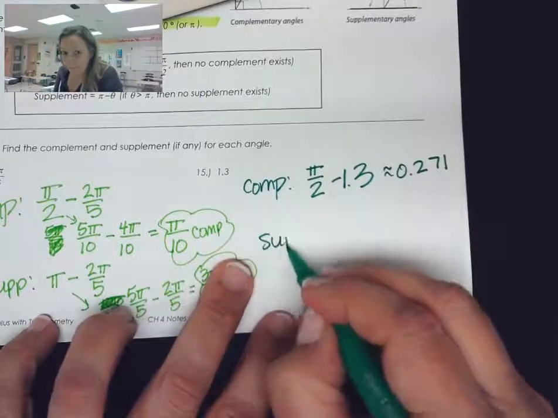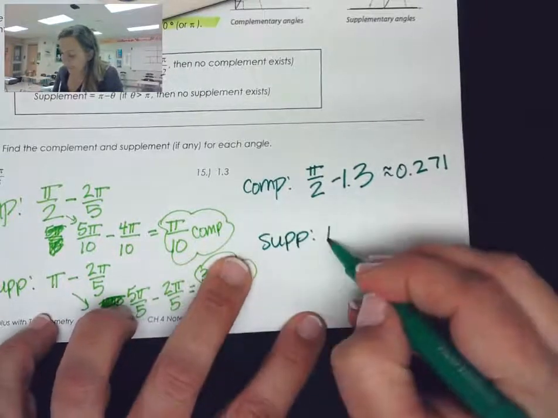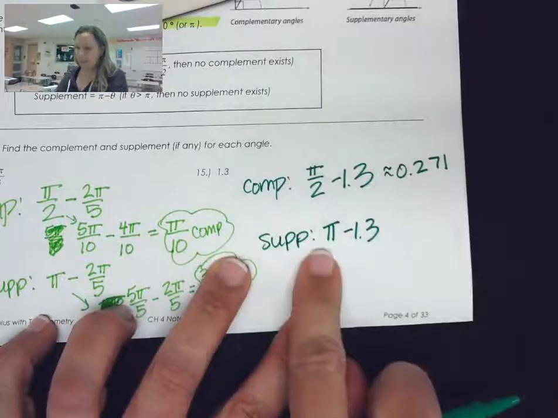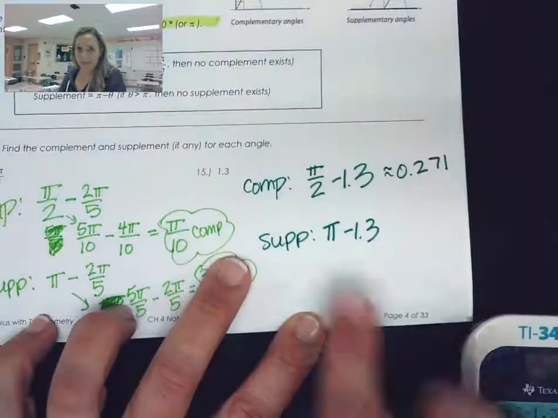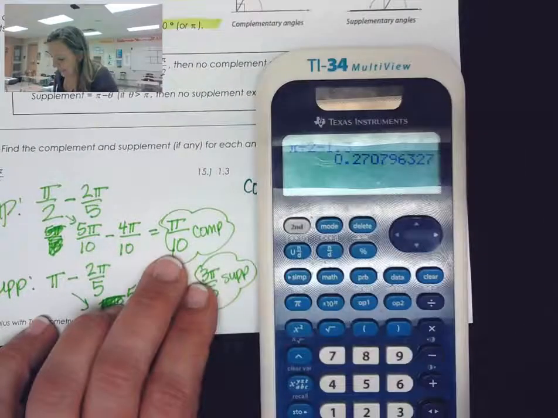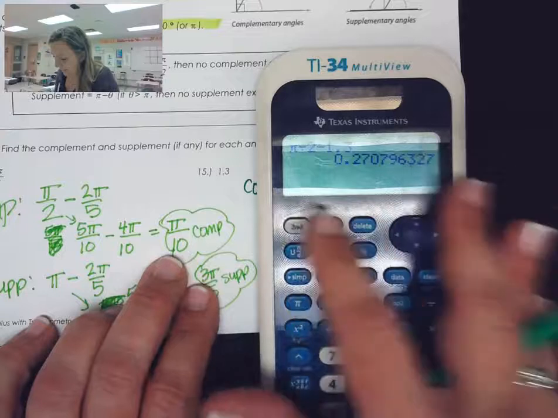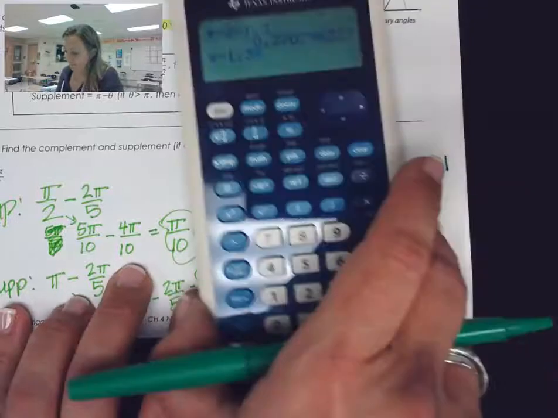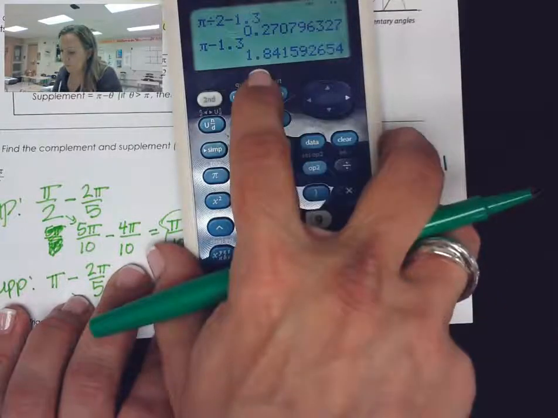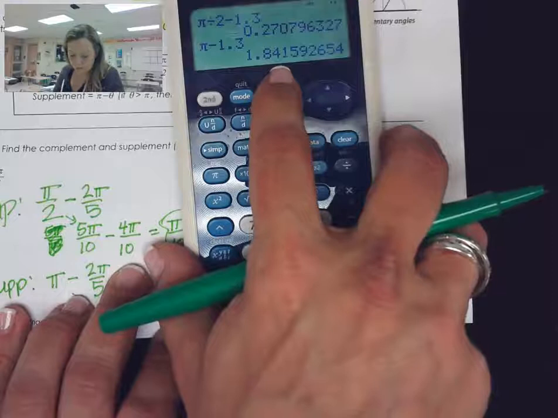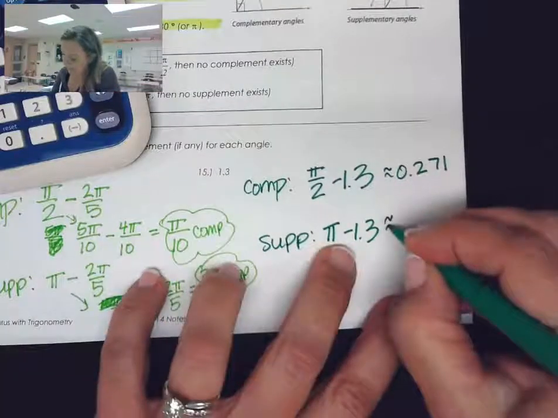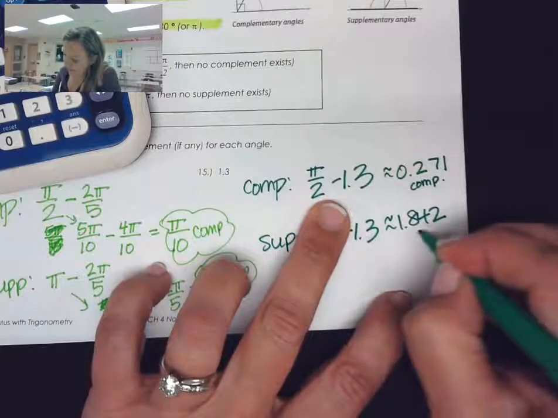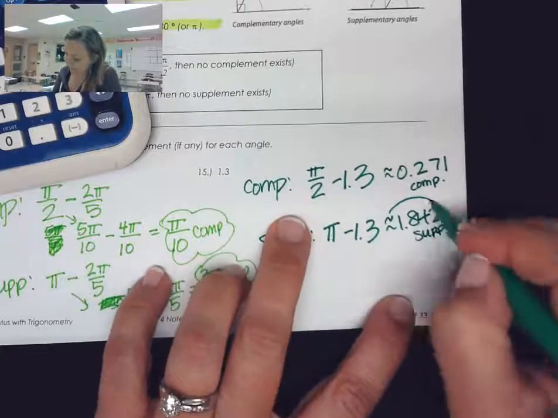And to find the supplementary angle, again, we just take pi minus 1.3. Again, supplements add to 180. And remember, pi is like 180. Just kind of keep that in your head the whole time. So I'm going to take pi minus 1.3. And that gives me about 1.842 if I'm rounding to the nearest thousandth. So this is my complementary angle, and this is my supplementary angle.